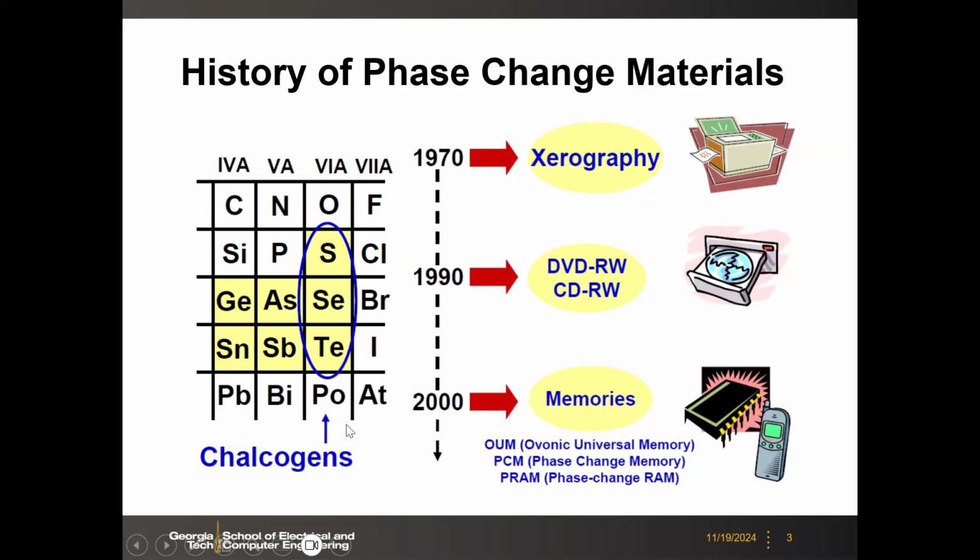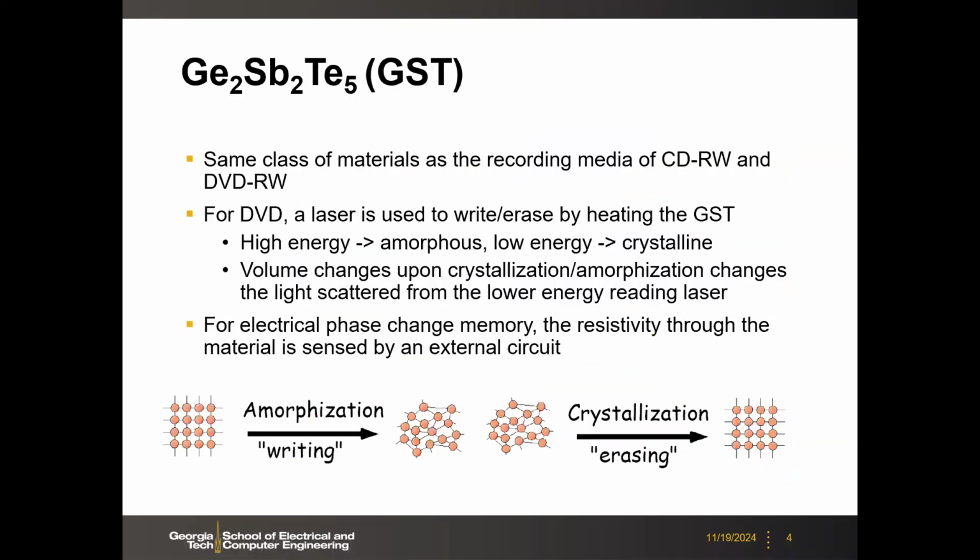Then in the early 2000s, this chalcogenide material was used for phase change memory development by the semiconductor industry. The typical material is germanium antimony telluride, GST, and the typical compositional ratio is 2:2:5. This is the same class of material as I said earlier for the CD and DVD.